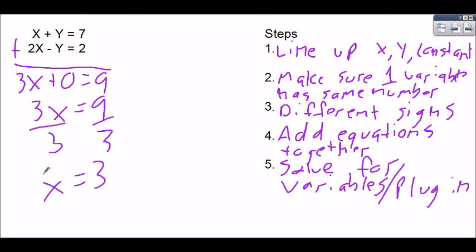So now that I found that x is equal to 3, I go back to my two equations. It doesn't matter which one I plug it into, I'll get the same answer, but I need to find y. I'm going to do this first one because there isn't a number in front and it'll be a little bit quicker. So the point where these two lines cross is at 3, 4.